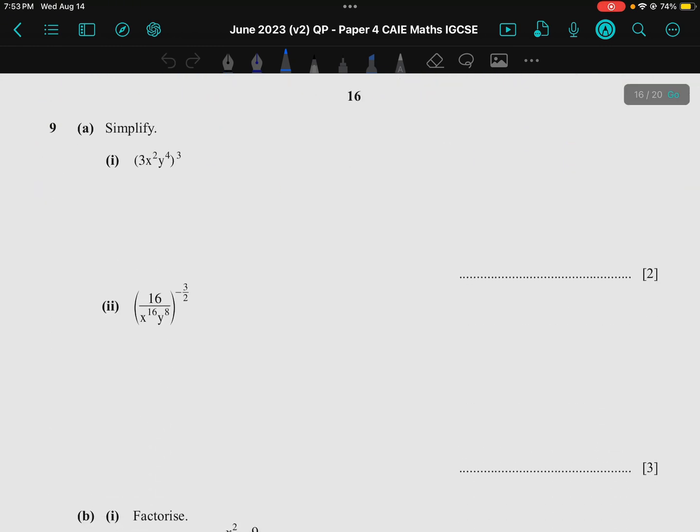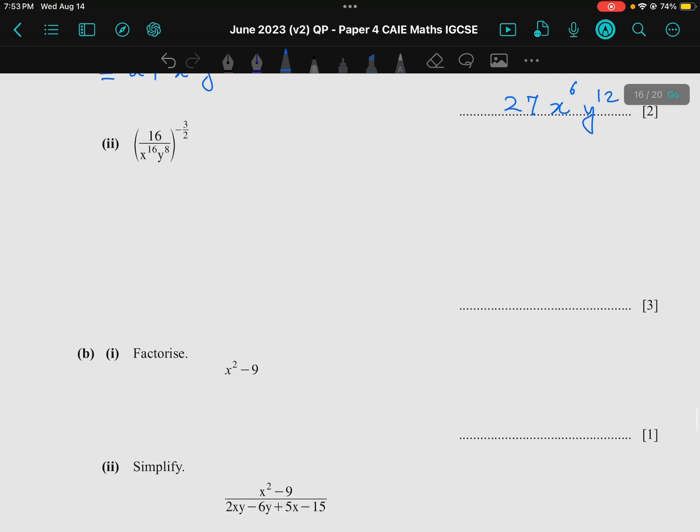Question number 9, simplify. When a whole cube is given, that means the cube will come inside on each and every number. That is 3 cubed, x to the power 2 times 3 is 6, and y to the power 4 times 3 is 12. 3 to the power 3 is 27, x to the power 6 and y to the power of 12. So it is 27, x to the power 6, y to the power of 12.